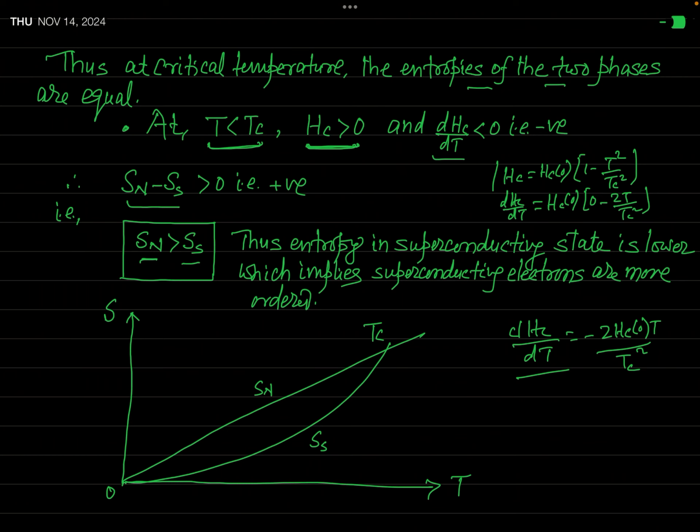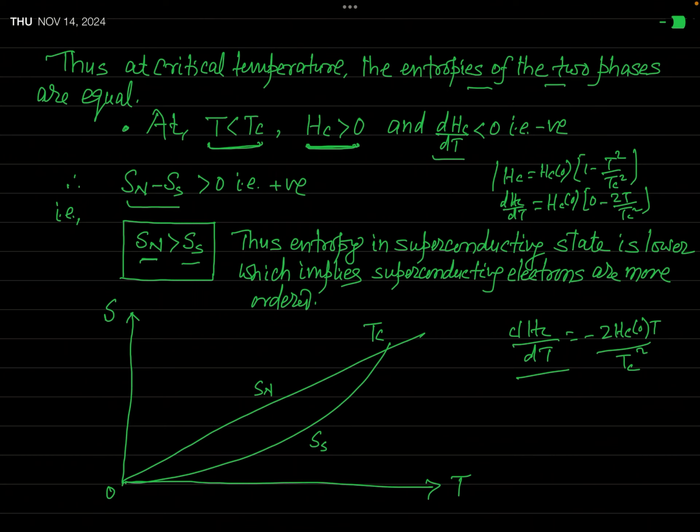And you know, entropy is the measure of disorderness. If a system is most disordered, it will have high entropy. But if entropy is, let us say, 0, it means the system is perfectly ordered, not disordered. So here the entropy in superconducting state is smaller. It means in superconducting state the material is most ordered. Or you can say that the superconducting electrons are more ordered with respect to the normal conducting electrons.